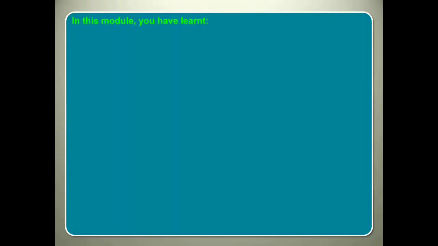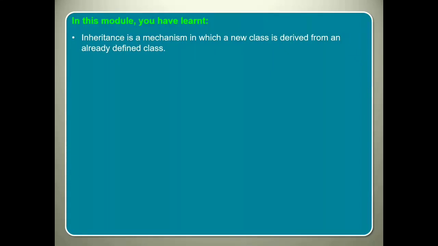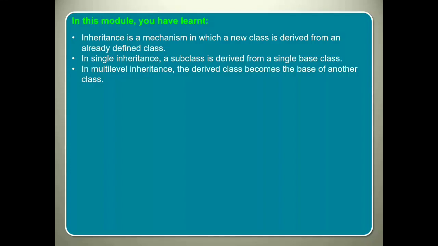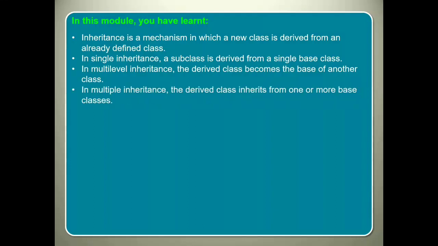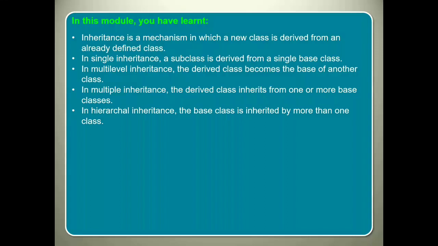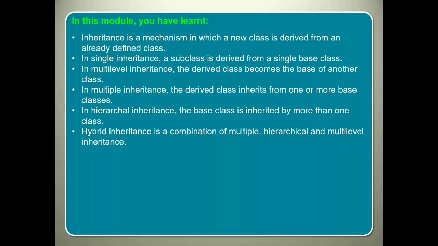In this module, you have learnt that inheritance is a mechanism in which a new class is derived from an already defined class. In single inheritance, a subclass is derived from a single base class. In multi-level inheritance, the derived class becomes the base for another class. In multiple inheritance, the derived class inherits from one or more base classes. In hierarchical inheritance, the base class is inherited by more than one class. Hybrid inheritance is a combination of multiple, hierarchical, and multi-level inheritance.